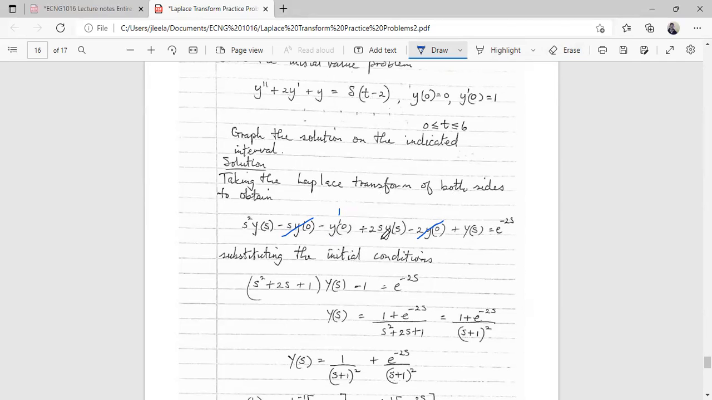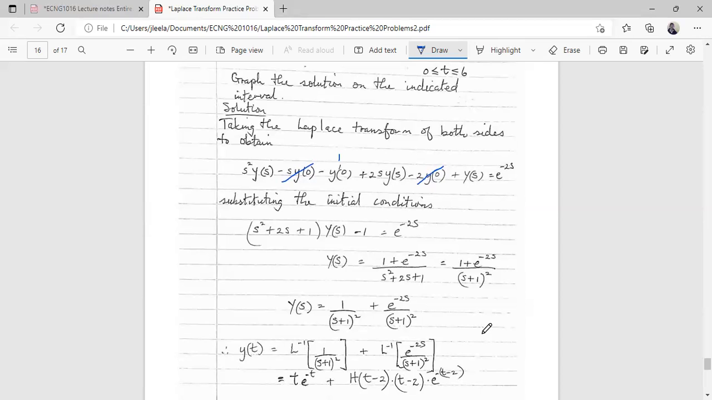So you factor out your Y(s). You'll have s squared plus 2s plus 1 times Y(s), and then you have your minus 1 here, equal to e to the minus 2s. You carry your minus 1 across, so you get 1 plus e to the minus 2s, and then you divide by s squared plus 2s plus 1, which is s plus 1 squared. So your Y(s) is 1 over s plus 1 squared plus e to the minus 2s over s plus 1 squared.